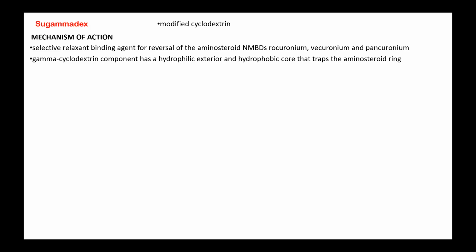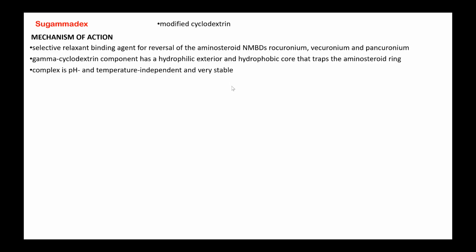All of you would have eaten or seen a donut. It's a circular thing with a central hole. So the outside is hydrophilic. It is repellent to lipids, whereas the interior is a hydrophobic pore that traps the aminosteroid ring. And the complex is pH and temperature independent and very stable.